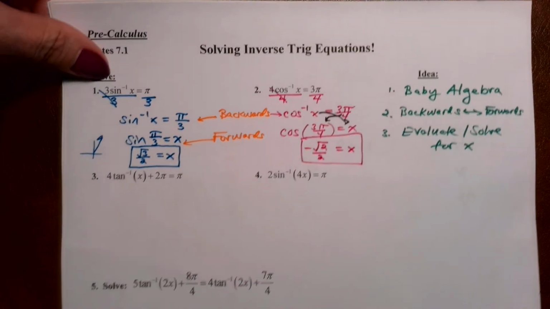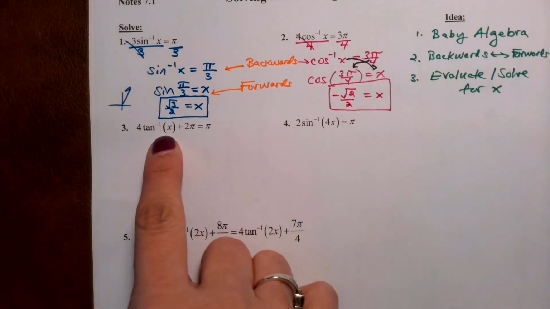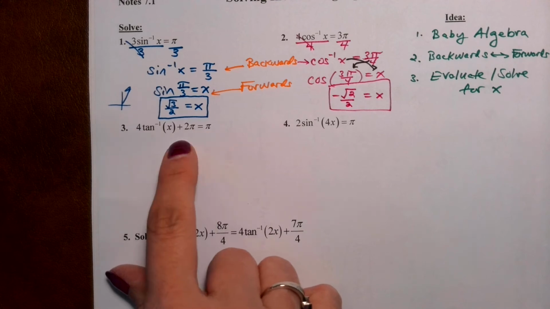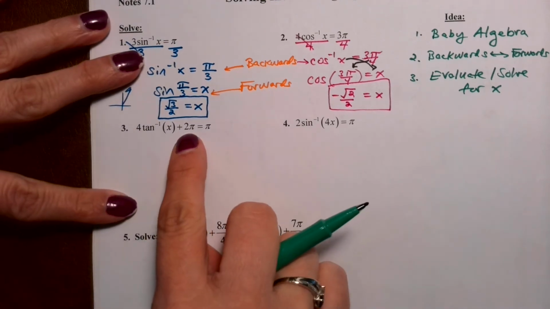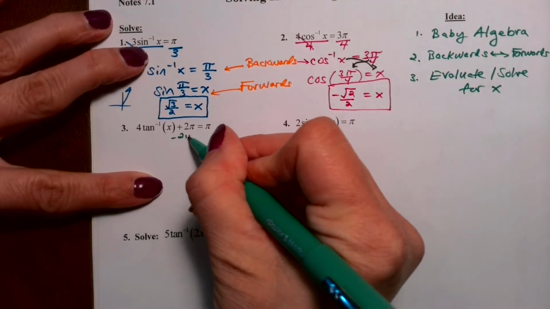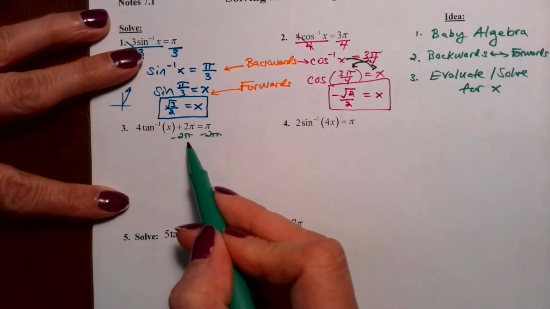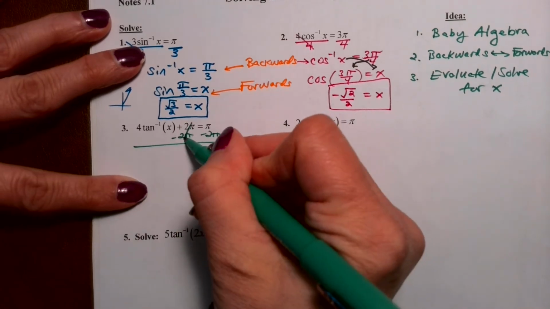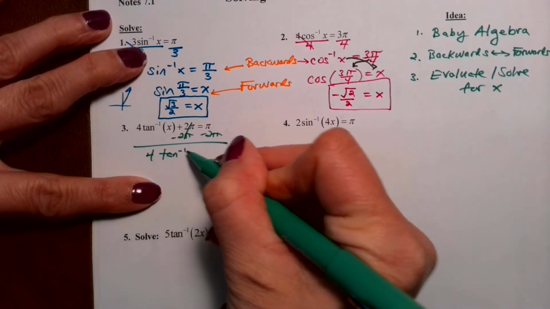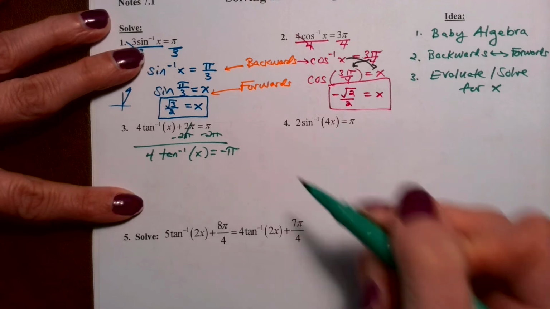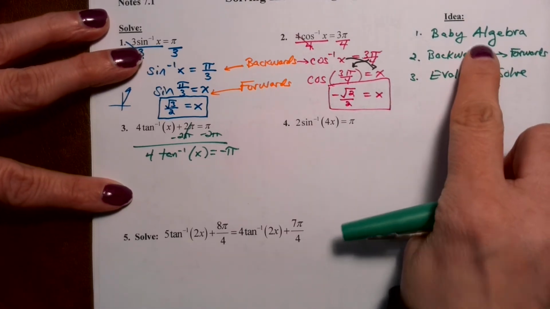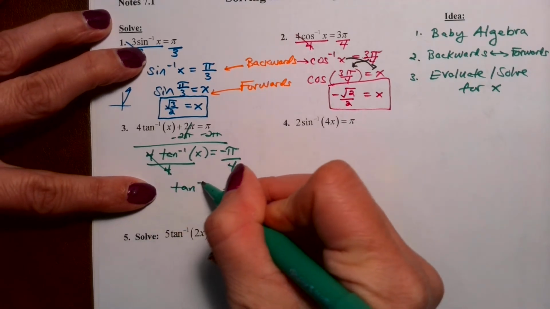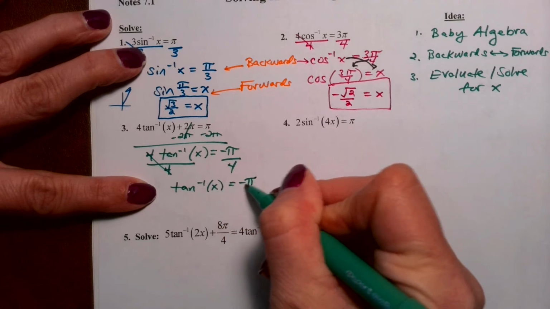All right, let's look at number 3. 4 tan inverse of x plus pi over 2 equals pi. I'm trying to get x alone, but I notice there's a couple other terms. I'm going to collect all these pi's on the right-hand side. I'm going to subtract 2 pi, subtract 2 pi. If you write it one time, you have to write it 2 times. If you just want to move it over in your mind, then write it 0 times. 4 tan inverse of x equals negative pi. So I'm still doing baby algebra. I'm then going to divide both sides by 4. So I have tan inverse of x equals negative pi over 4.